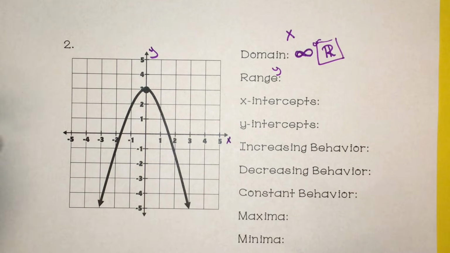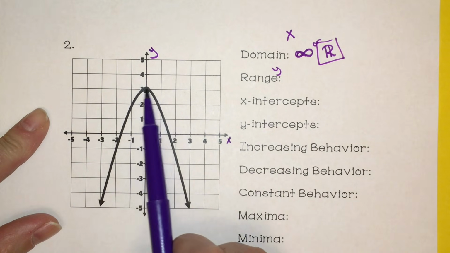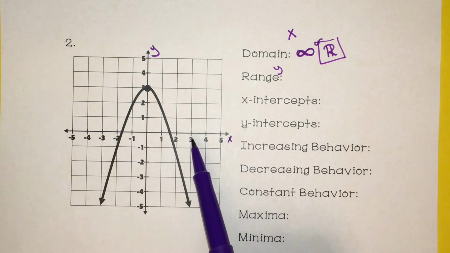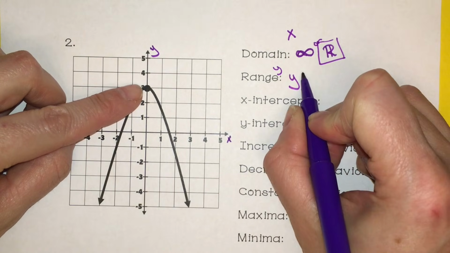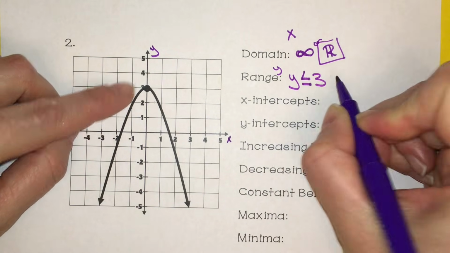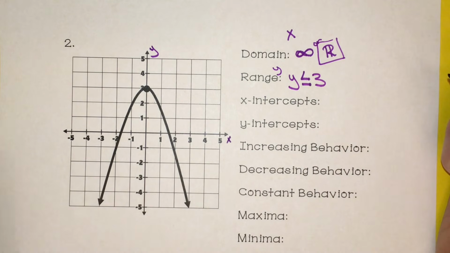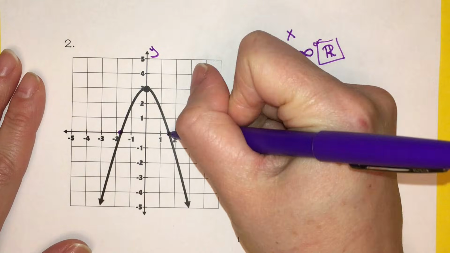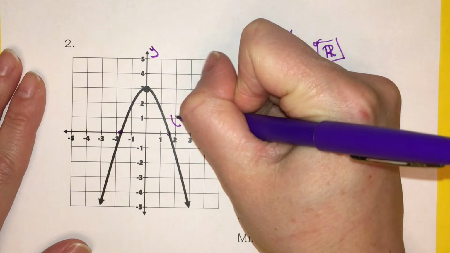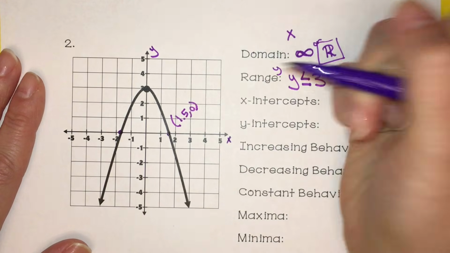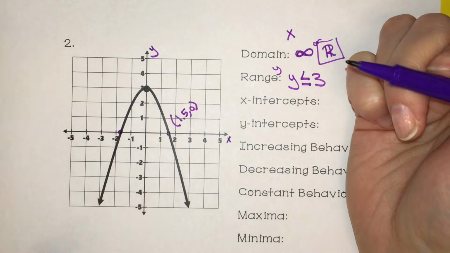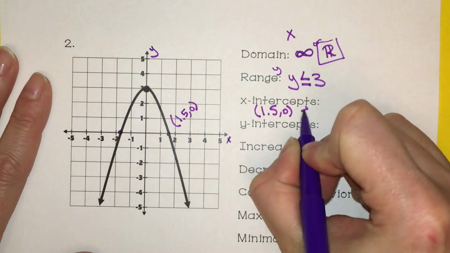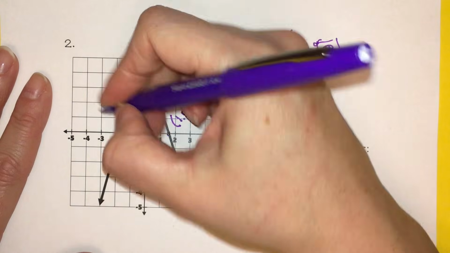All right, so range, y. Well, this is the top of our graph and it continues going down. So all these y values down here will be included. So that means y is less than or equal to positive 3, because less than makes it continue going down. X-intercepts, we have 2 of them. This one looks to be at about 1.5, 0. If you said maybe 1.4, 1.6, that's fine. So 1.5, 0.